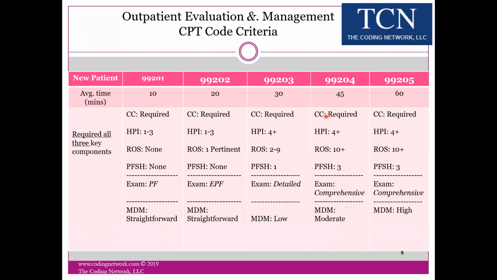CC is a chief complaint. That's always required on any record. Why is the patient being seen? It requires, for the history component, HPI, history of present illness. At least 4 elements would be documented.